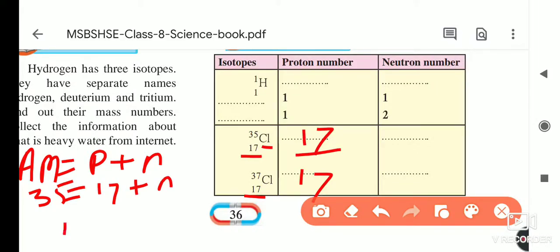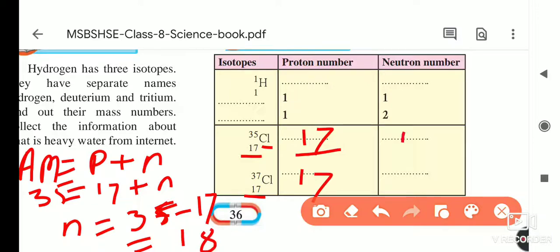So the number of neutrons is equal to 35 minus 17. When we subtract these both, what will you get? 15 minus, if you do the subtraction you will get 18. So 18 is the number of neutrons present in chlorine-35, which is an isotope of chlorine.